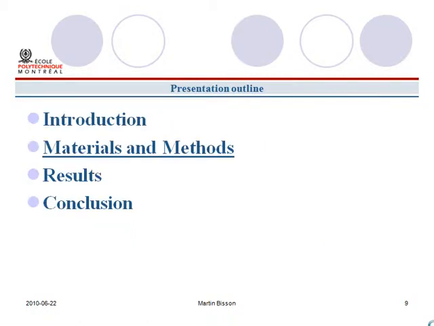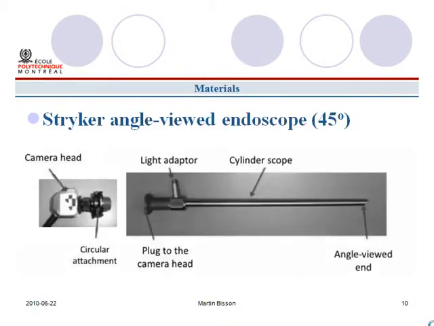So in order to realize such a system, first in our lab we use a 45-degree angled view endoscope, which is composed of a lens system in a cylinder tube that is plugged to the camera head through a circular attachment, which allows a relative rotation between the lens system and the camera head. This rotation helps the surgeon explore the interior of the body just by making this rotation, a little bit like you would do with a periscope.